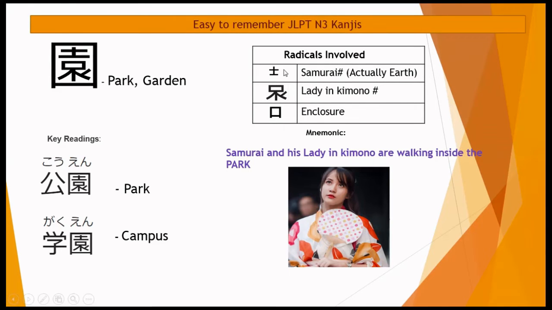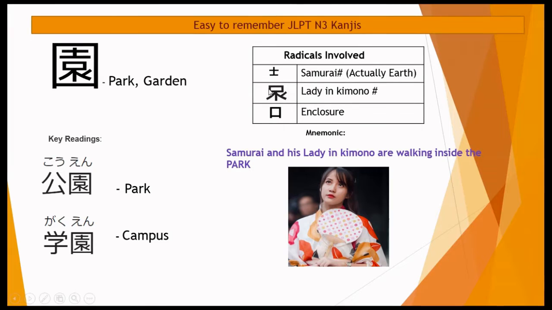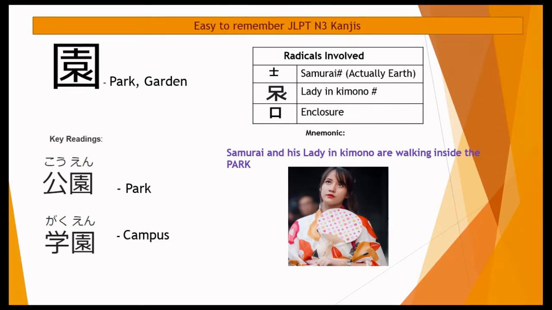Now, let's go to the second radical. This is an imaginary radical which I have created on my own, and that's the reason why I followed this with a hashtag. I call this radical the lady in kimono. Now, let's go to the third radical, which is the enclosure radical.